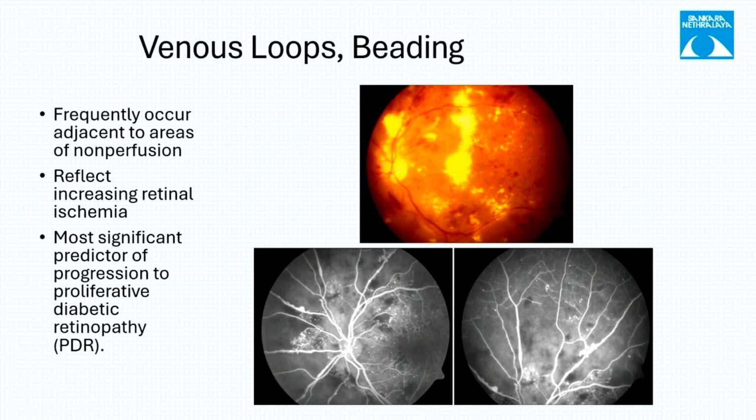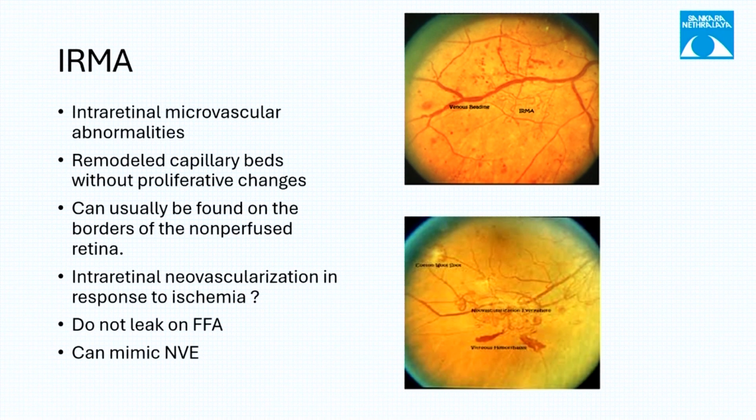And then venous loops or beading, they are a response to ischemia. The vessels dilate in response to ischemia, and they are always seen in areas of non-perfusion. Here you see this fluorescein angiogram showing non-perfusion here in the dilated vessels. And these are the most significant predictors for progression to proliferative diabetic retinopathy.